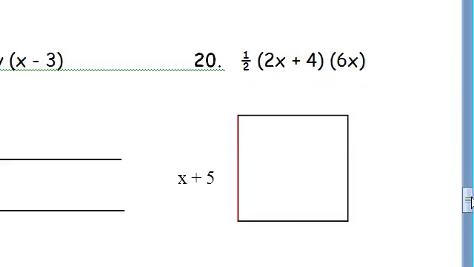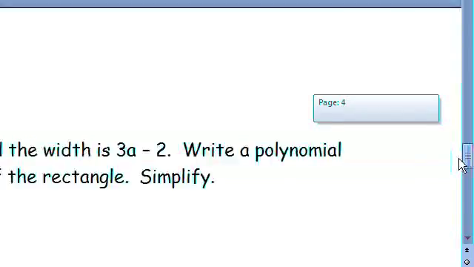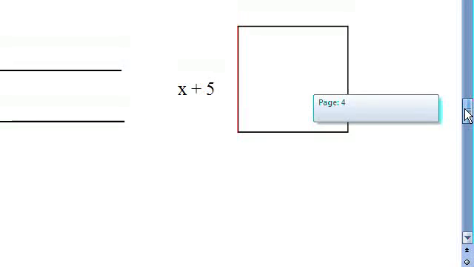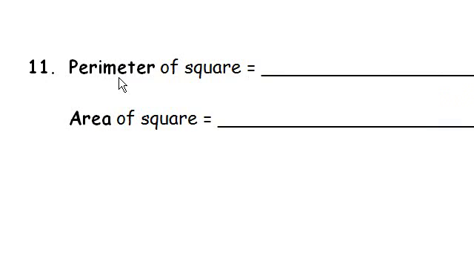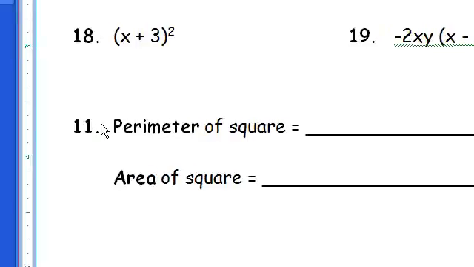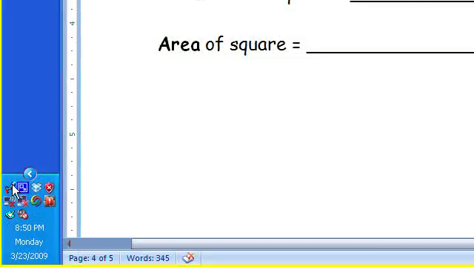Okay, it's geometry time. I can't think of anything better than 1, 2, 3, 4, 5 geometry problems. Okay. Let's turn on our pen tool.